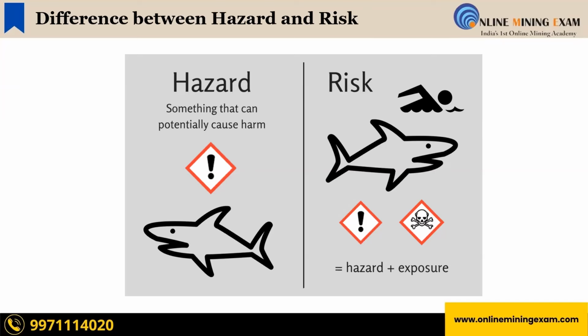See, you can see one dolphin here. So dolphin is a hazard. But what is risk? When you start swimming in the water where dolphin is present, then you are facing the risk. So risk is basically hazard plus exposure. This means risk is one step ahead of hazard.